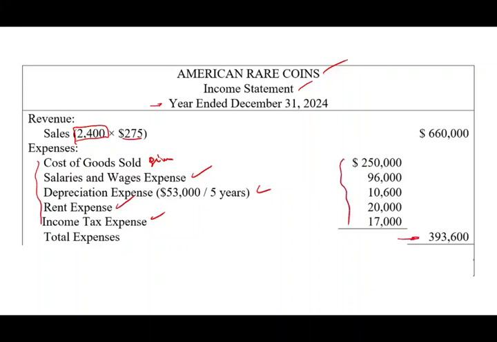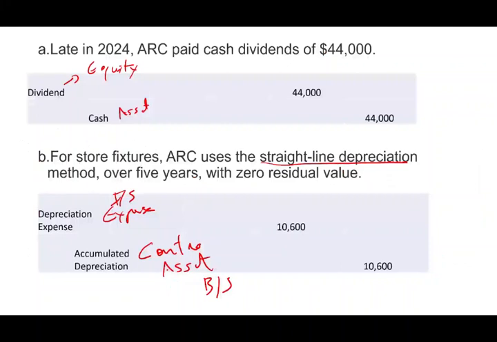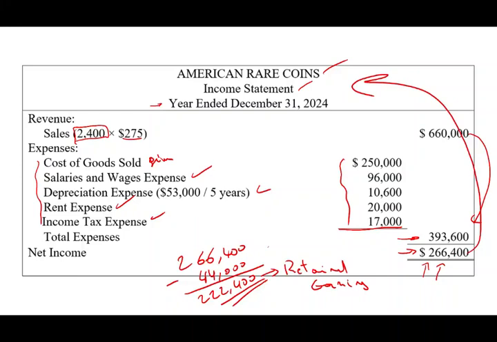You should be familiar with all these numbers because we did process those journal entries. Our total expenses are $393. Notice we single underline to add up all the expenses. Then we take revenues minus expenses to give us net income. Notice we double underline the last number, which is 266,400. Now remember, from this net income, 266,400, we paid dividends. How much did we pay in dividends? Let me go back and check. We paid 44,000. So we subtract 44,000, and it's going to give us 222,400, and that's going to be retained earnings. The earnings that we kept, because we made 266,400 from operating the business, then we paid a dividend of 44,000. Therefore, net income minus dividend leaves you with retained earnings, which we're going to see later on the balance sheet.